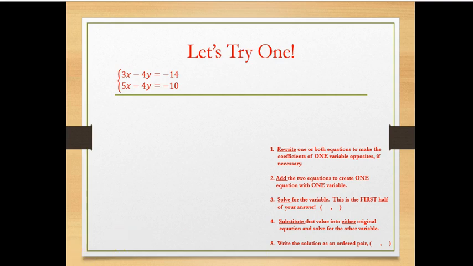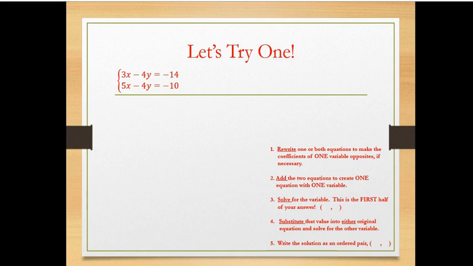Alright guys, so take a look at this problem. 3x minus 4y equals negative 14. 5x minus 4y equals negative 10. Okay, so we can clearly see that we have no opposites with either of our variables. 3x and 5x are not opposites. Negative 4y and negative 4y are not opposites.